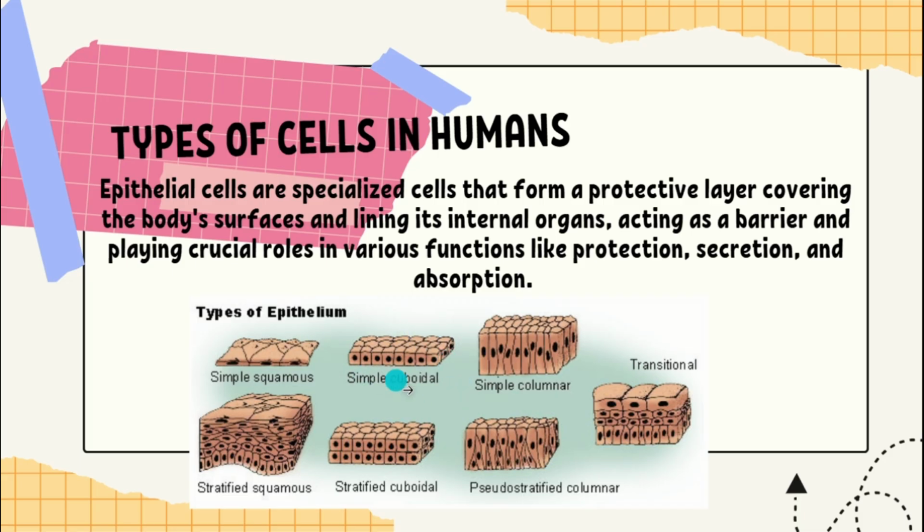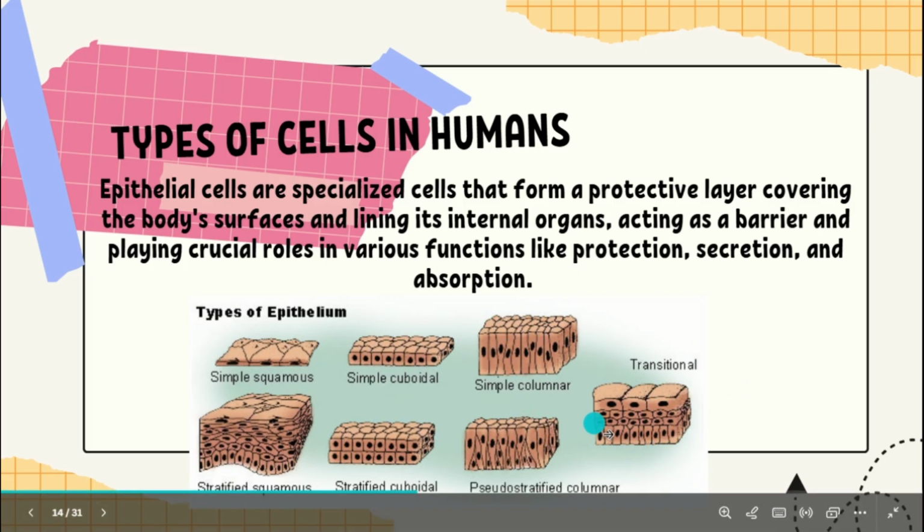You have simple cuboidal, and when we say simple, it doesn't mean that it's one layer. Basically, the first part of the name refers to the layer, and the second part of the name refers to the shape. So just layer, shape. And right here, this is layer, shape. This also says simple because it's one layer, columnar because they are shaped like columns. Then you have transitional. As you can see, it starts off like this, transitions to this, then gets big up here. The name basically says what it says.